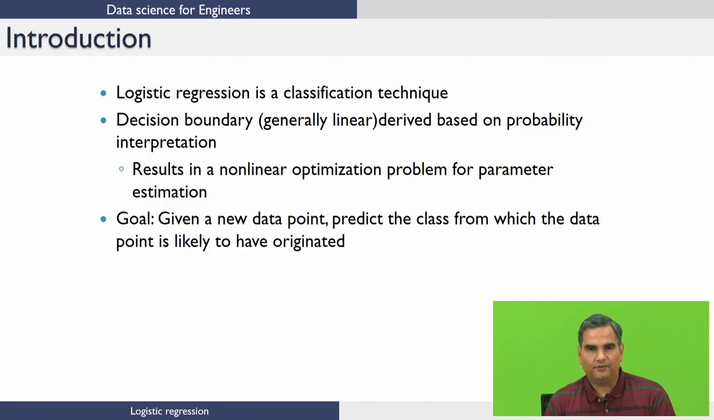For problems where we are going to develop linear boundaries, the solution still results in a nonlinear optimization problem for parameter estimation, as we will see in this lecture. So, the goal of this technique is, given a new data point, I would like to predict the class from which this data point could have originated. So, in that sense, this is a classification technique that is used in a wide variety of problems, and it is surprisingly effective for a large class of problems.